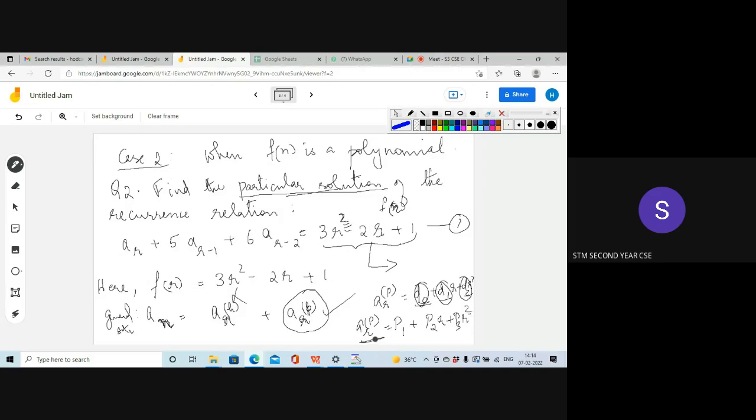This is the form of our particular solution if a polynomial appears on the right hand side. After writing this particular solution, our aim is to find the values of p1, p2 and p3 and substitute them in this equation. Then you will get the particular solution. So let us see how to find the values of p1, p2 and p3.